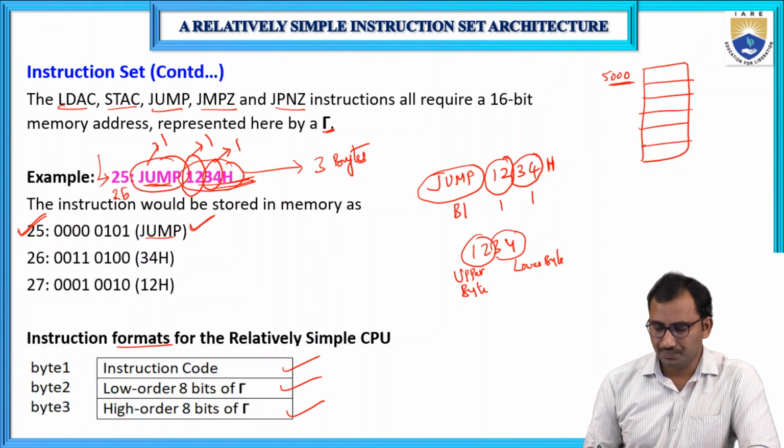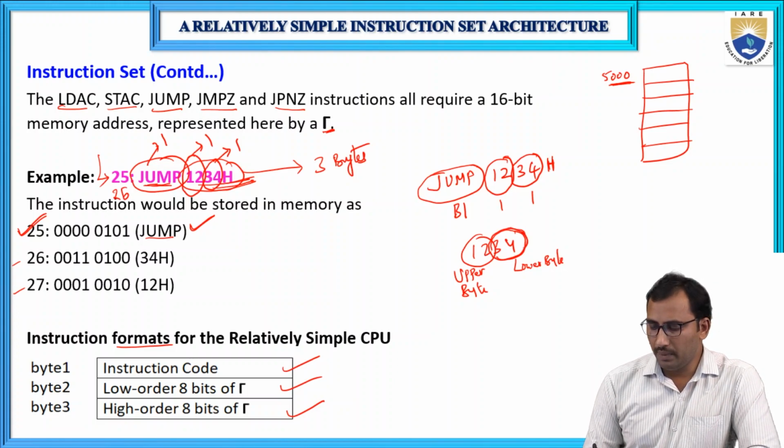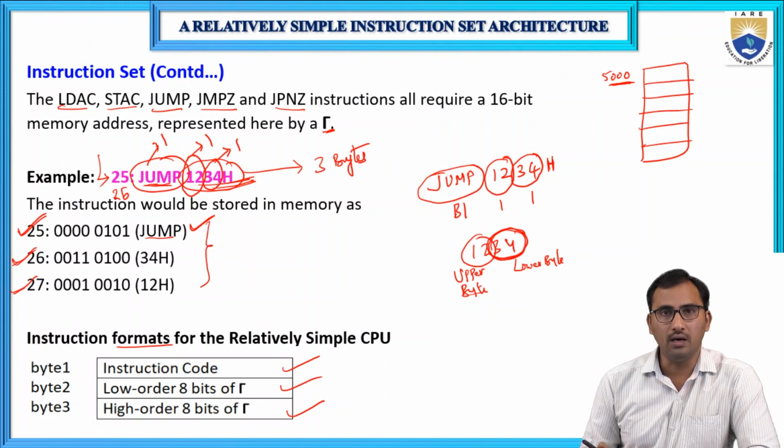Next, 1, 2, 3, 4. So 3, 4 will be stored in the lower address. Out of the 26th and 27th, 26th is the lower address. So the lower byte will be stored in the lower address, and the higher byte will be stored in the higher address. In this way, all the instructions will be stored in the memory.